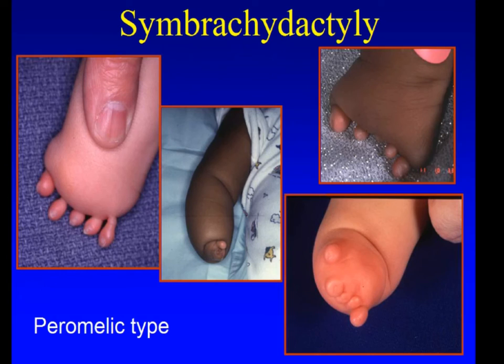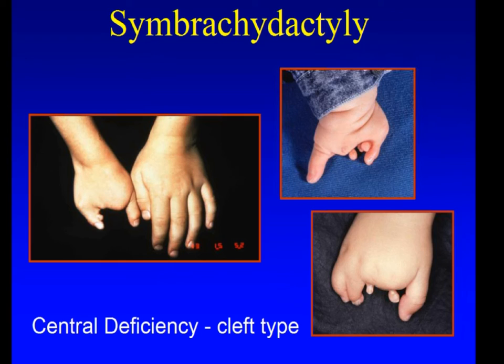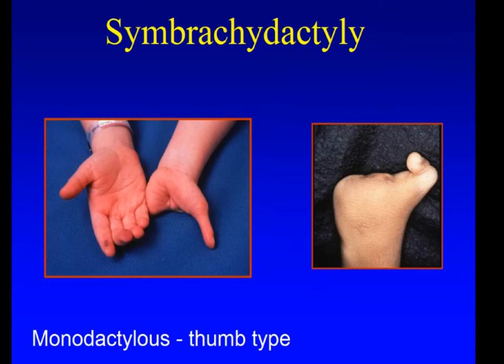These are just some pictures of the paramelic type, and these can be somewhere up in the forearm all the way down into the hand, but they usually have these little nubbins on the end, either with or without fingernails. Just some more pictures of the atypical cleft or central deficiency type, and then the monodactylous thumb type.